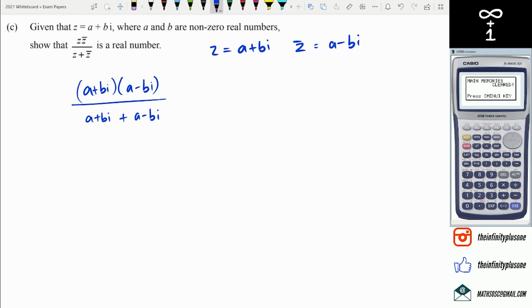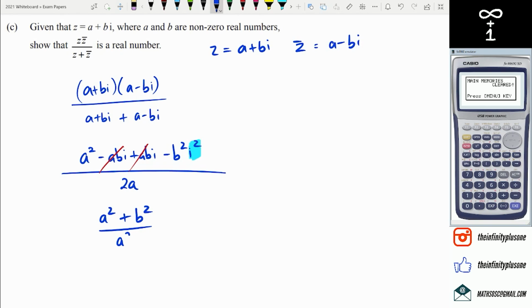So in the numerator, what we've got is expand out the quadratic. So we've got a squared minus abi plus abi and minus b squared i squared, divided by, bi disappears, so we've got a plus a, which equals 2a. In the numerator, these two things disappear, and we've got i squared is equal to negative 1, so we're going to get a squared plus b squared over 2a. And you can say this, well, this is real. There's no i, so this is a real number, and that's pretty much it.